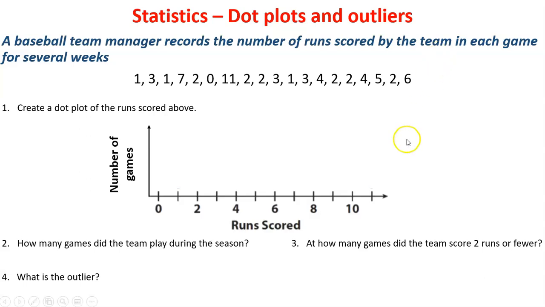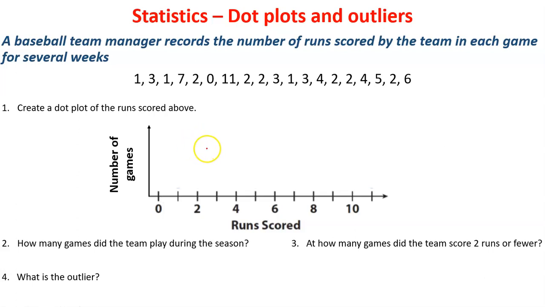Okay, so I've got runs scored on the bottom axis. What did I do to create that? I identified what was my minimum, and it looks like 0 is my minimum. And what is my maximum? 11 is my maximum. So I've created my axes starting from 0 going all the way through to 11. And that's the way that we would create a dot plot, working out our minimum and our maximum. And then we've labelled the y-axis, which is the one going vertically up, number of games. So let's have a look, and now we're going to go through this process of creating our dot plot.